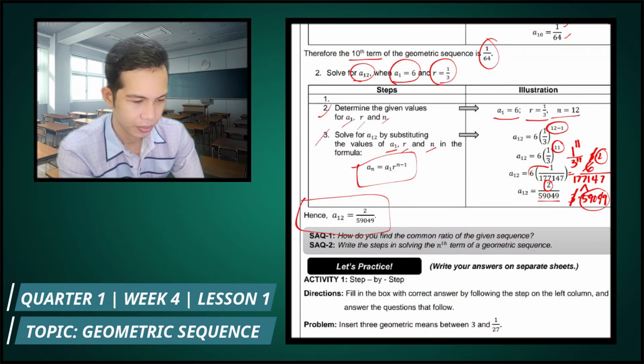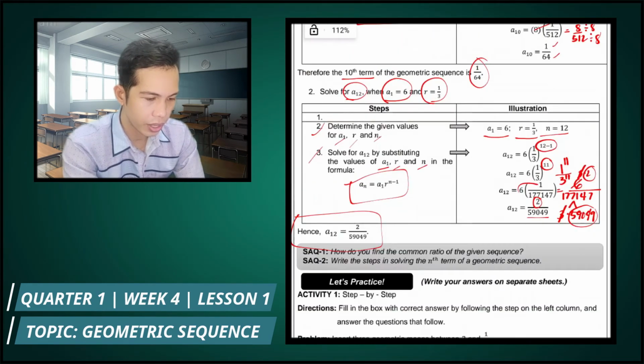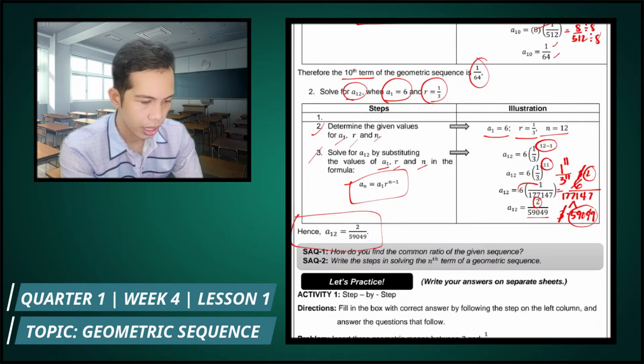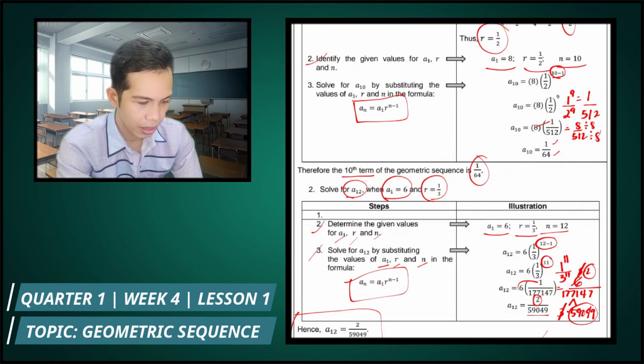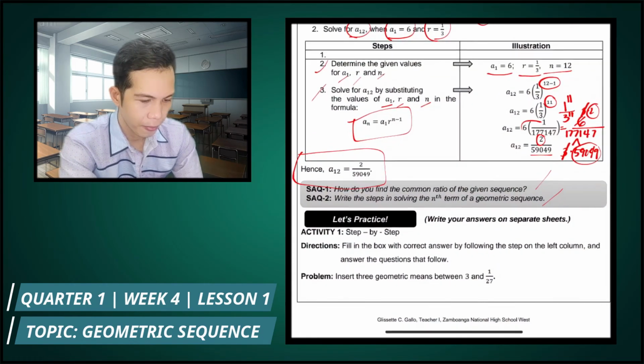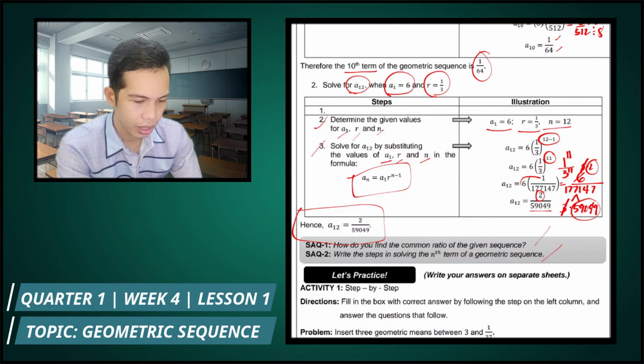So next, you will be answering the first two SAQ questions. Number 1, how do you find the common ratio of the given sequence? It has been discussed. Number 2, write the steps in solving the nth term of a geometric sequence. Okay, very simple. Don't forget to answer on a separate sheet of paper.